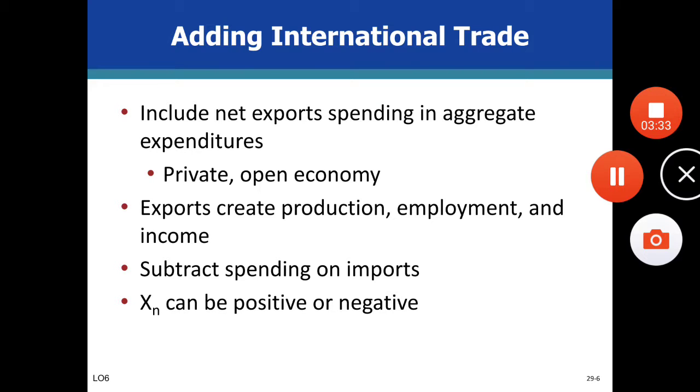If the net exports are positive, it will increase aggregate expenditure, and it has an expansionary effect on the economy. Exports will create production, employment, and income. And if the net exports Xn are negative, obviously it will reduce aggregate expenditure, and it has a deflationary, recessionary effect on the economy.